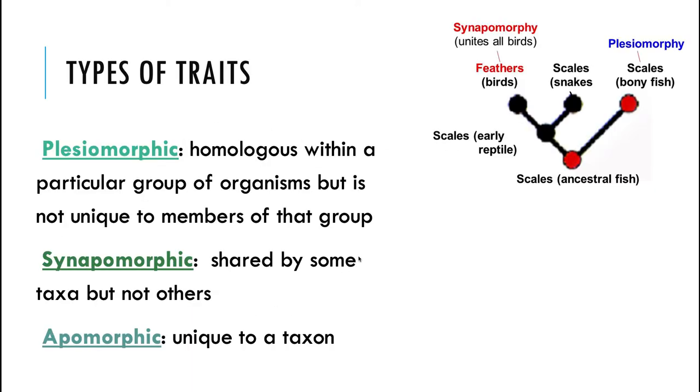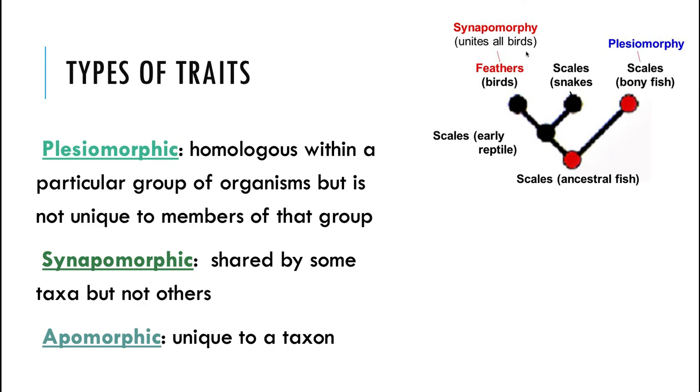So, some words that you're going to learn in lecture that you should just know in general. Plesiomorphic traits are traits within a particular group that are not necessarily unique to members of that group. You might have seen them before. So, for example, scales, there are scales in snakes, but there are also scales in fish and other kinds of fish and reptiles. A synapomorphy or synapomorphic trait is shared by some taxa, but not others, okay?